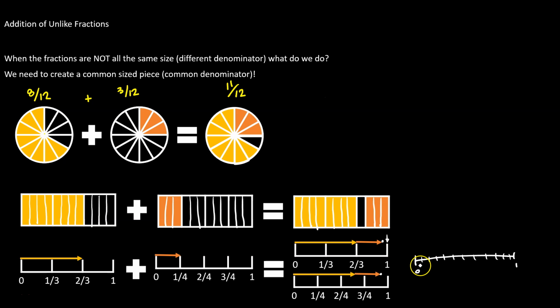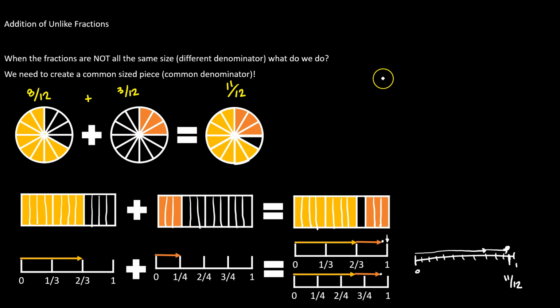The yellow arrow, if we were to divide it into 12s, remember that was 8 pieces. And then the orange arrow, when we divided that into 12 pieces, that was 3 more. That would stop us at exactly 11/12. So when it comes to adding fractions, whether they're like fractions or unlike fractions, the goal is to count equal size pieces. So if you already have equal size pieces, go ahead and just count them up. If you don't have equal size pieces, you need to find equal pieces.